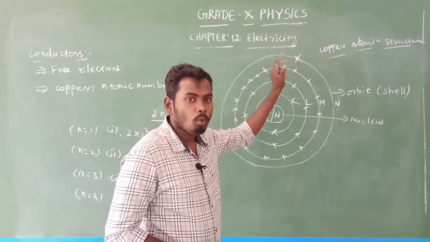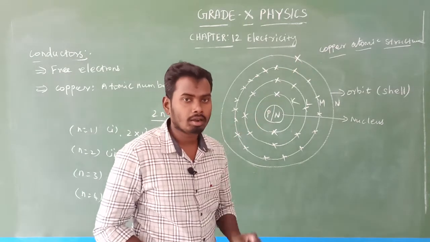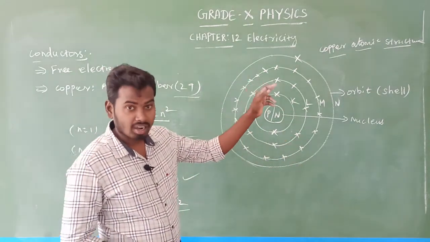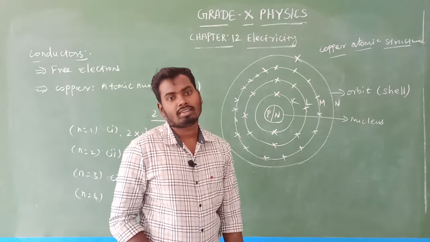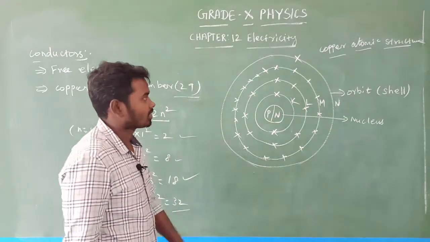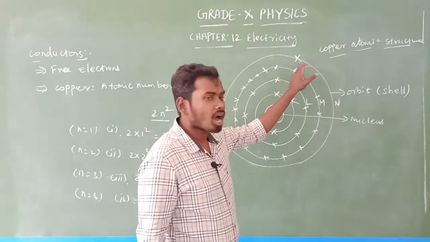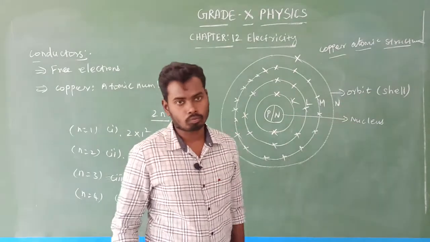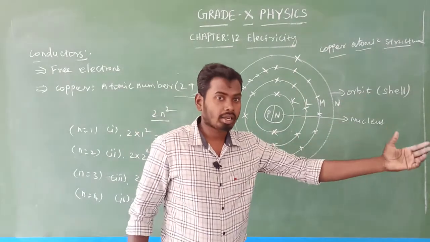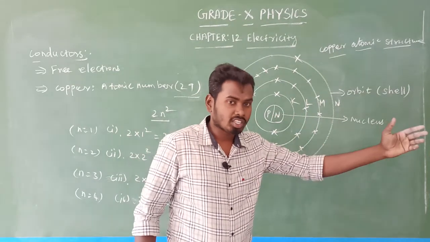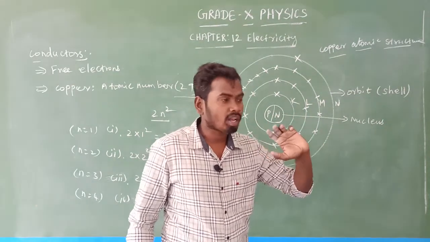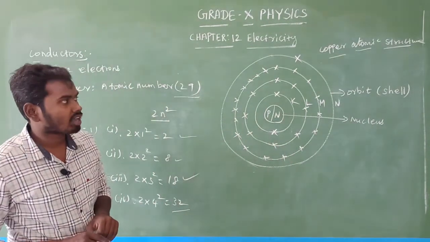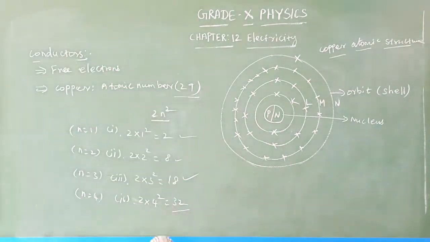This outermost electron is called free electrons. Is that clear? Yes. So these free electrons can move from one atom to another atom. That movement of the charge, or otherwise we can say the flow of electrons, is called current. Is it clear? Yes, very simple.